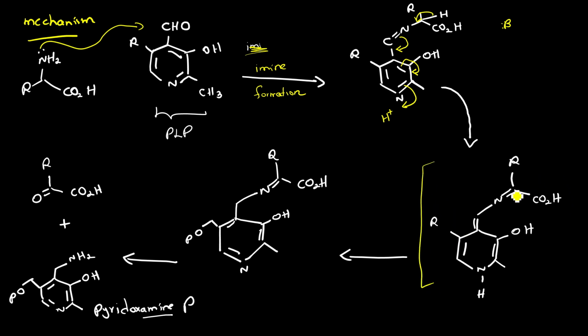You can see now there's a double bond with nitrogen. There's a carbon, and again a double bond here. This double bond is shifted to this place. This double bond here is shifted to form a bond with the hydrogen.